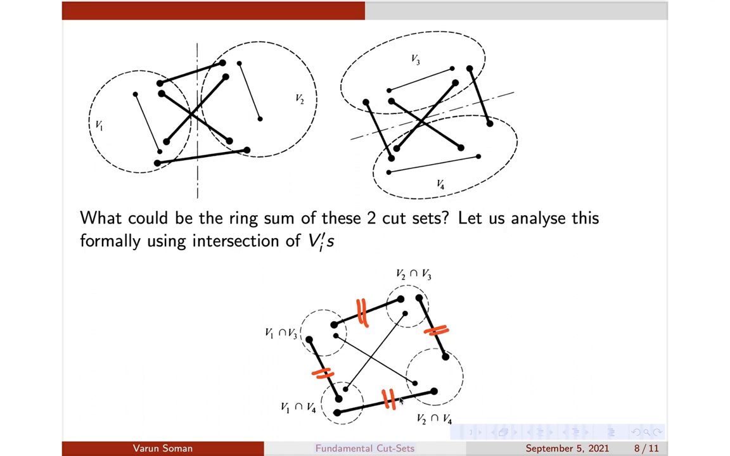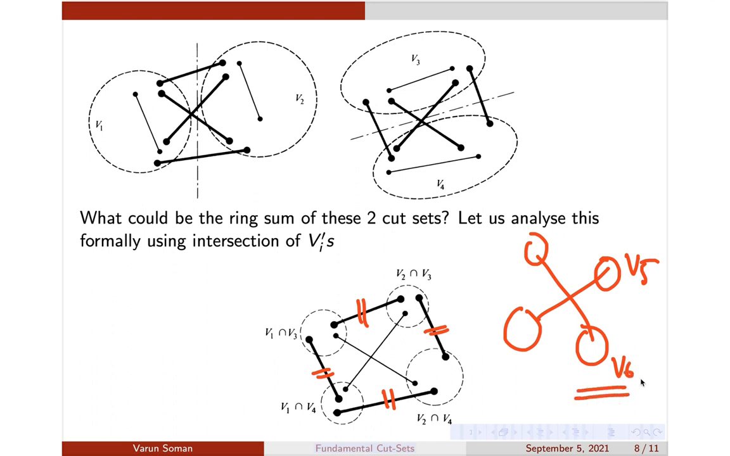Now tell me, if you delete this ring sum, what will happen? This graph will be disconnected into two. One is actually this portion, another is actually this portion, right? So I am calling this portion simply my V5. I will call this portion simply my V6. So when you delete the ring sum, the graph will be disconnected into two.